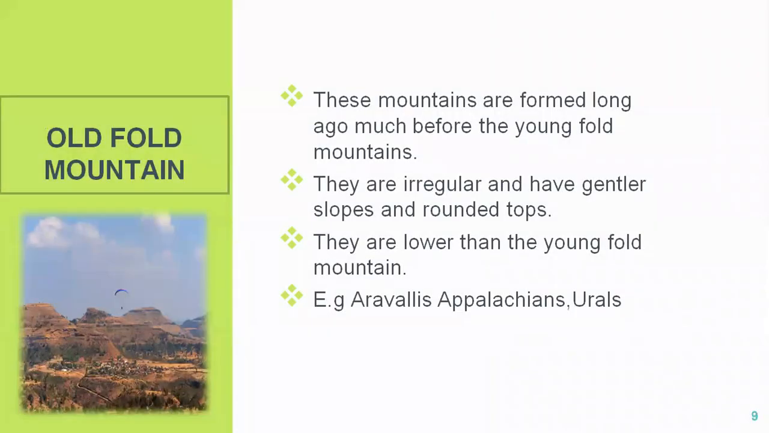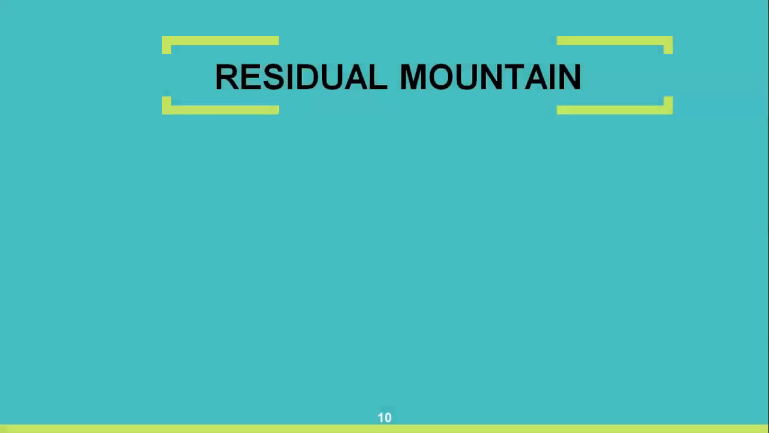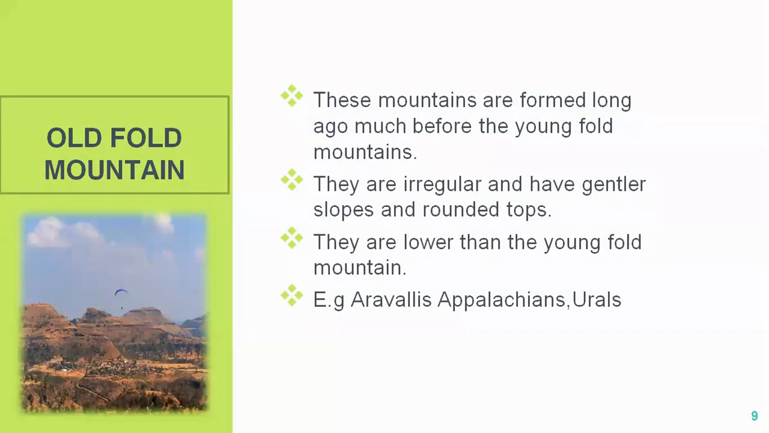Next, come to the old fold mountains. The old fold mountains were formed long ago, before even the young fold mountains were formed. So they are much older than the young fold mountains. They are not as tall as young fold mountains. They are irregular in shape, they have gentler slopes, and their tops are not conical but rounded in shape. In terms of height, they are much lower than young fold mountains. Examples are the Aravalli, Appalachian and Ural mountains.